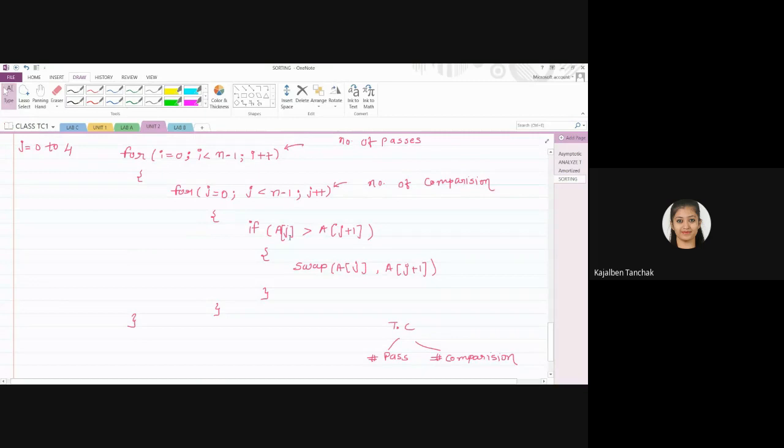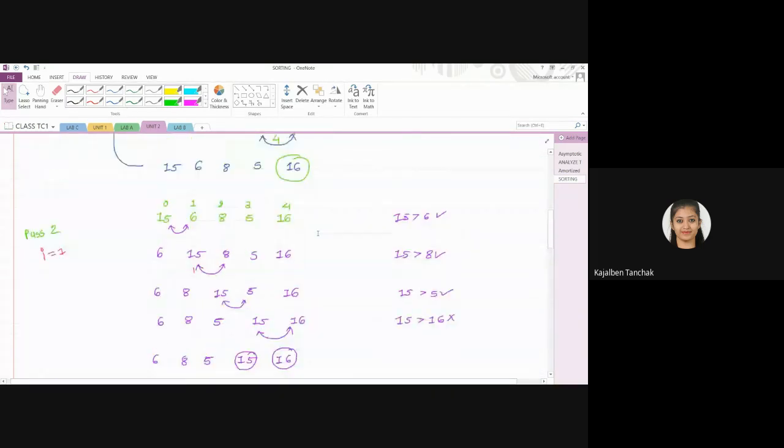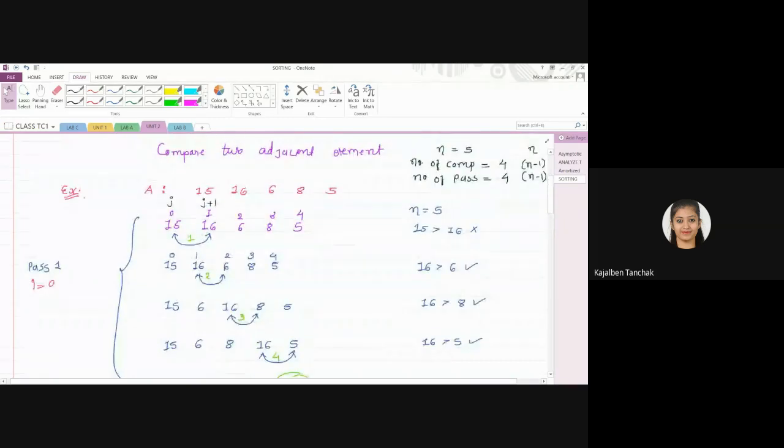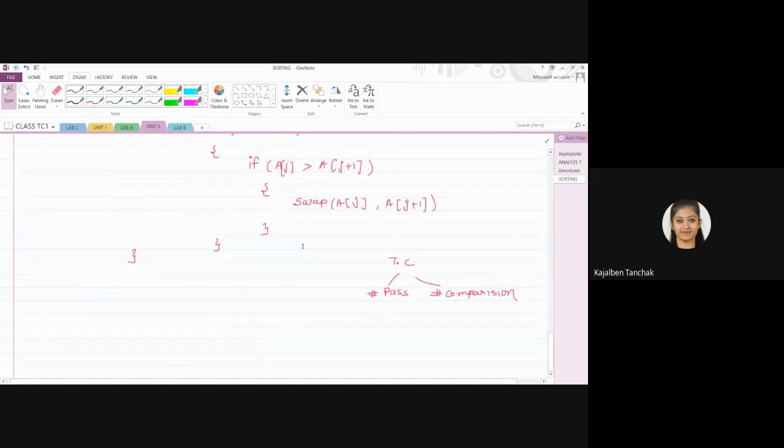Now you will check if a of j is greater than a of j plus 1. You will check it here. A of j is what? 15. A of j plus 1 is 16. Is 15 greater than 16? No. So we will not go inside the swap function. What we will do here is we will increment the j value, right? So now increment the j value.